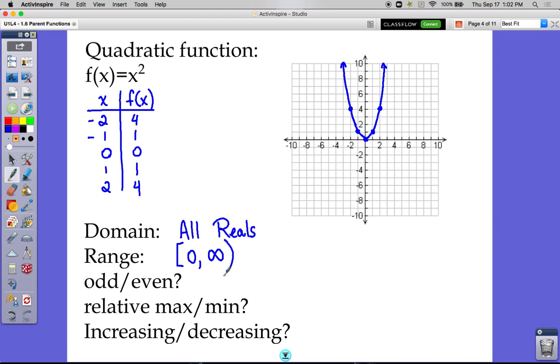Is this odd or even? Well, we can look and see, is this symmetric about the y-axis? Or is it, if I turn upside down, am I looking at the same thing? This one looks like a mirror image on both sides. This is an even function.